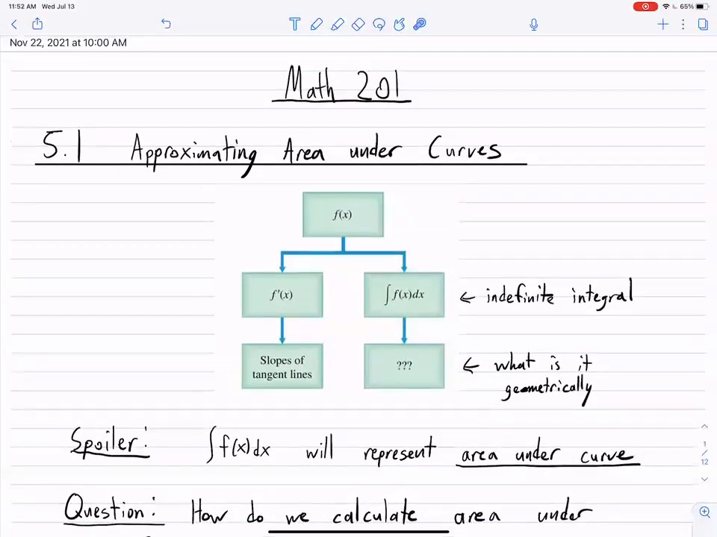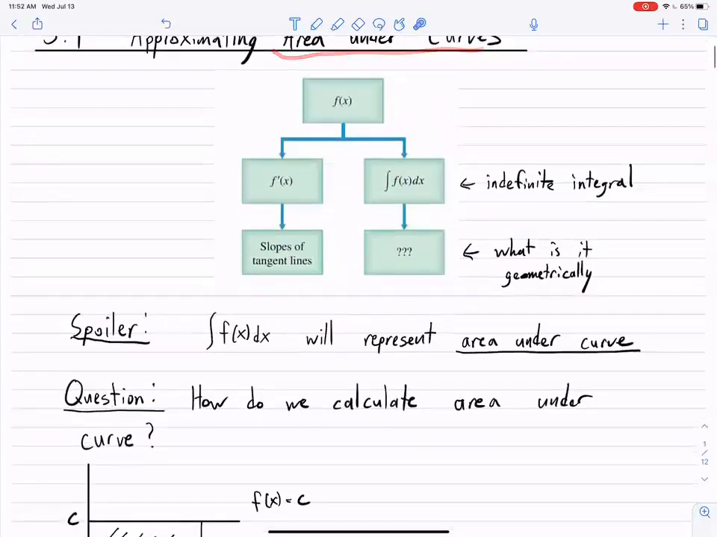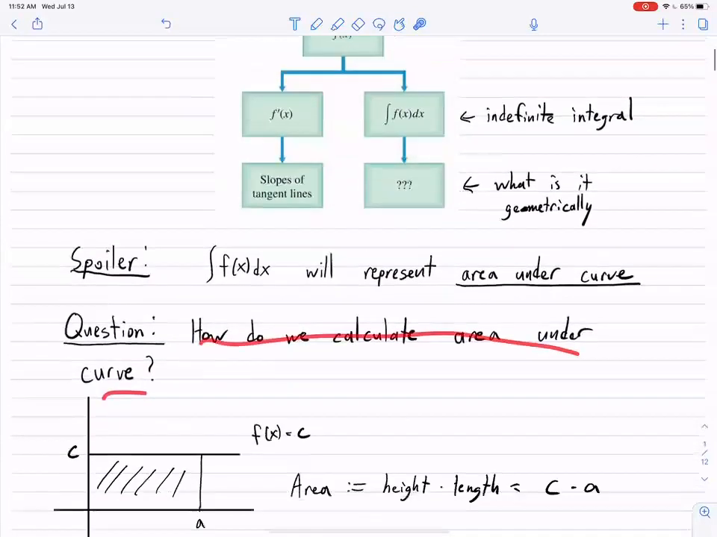Spoiler: it's going to be the area under the curve. It's going to represent the area under the curve. And so we're going to talk about why area under the curve is important. And first, how do you calculate area under a curve?